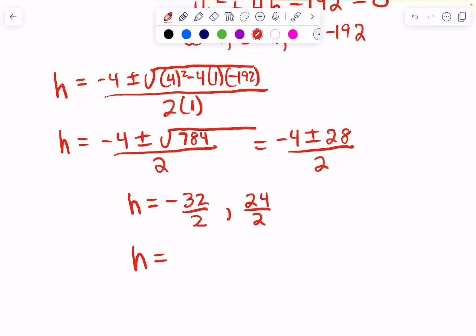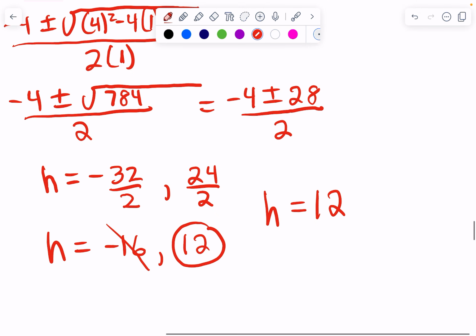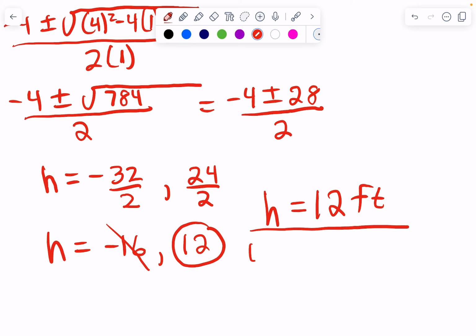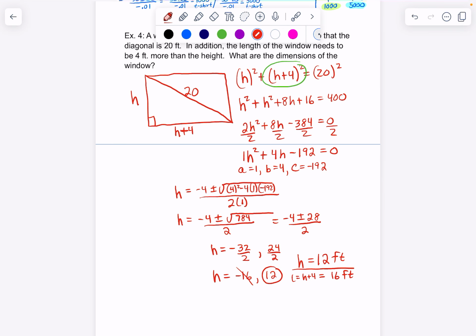So my height would be negative 16, which is not possible because we're talking about a real life situation, and 12. And that would be my height. My height would be 12. And in this case, we're talking about 12 feet. And the length, remember that the length was 4 more than the height, so the length would be 16 feet. And that, my friends, is how you use the Pythagorean theorem and the quadratic formula to solve real-world problems.